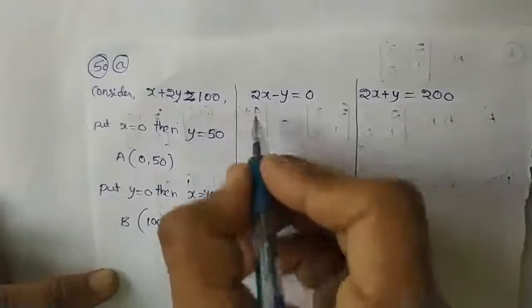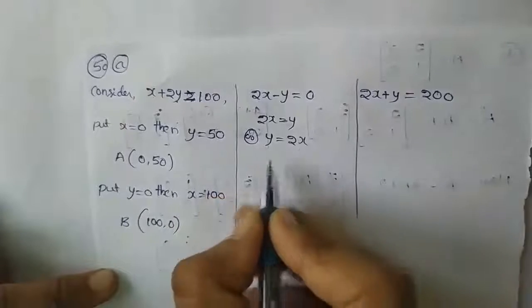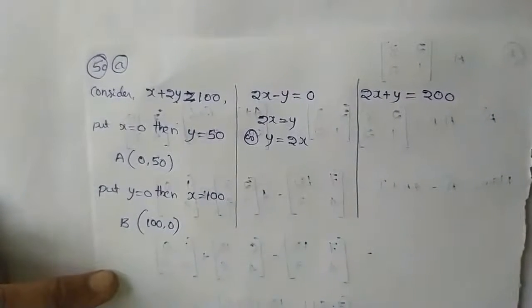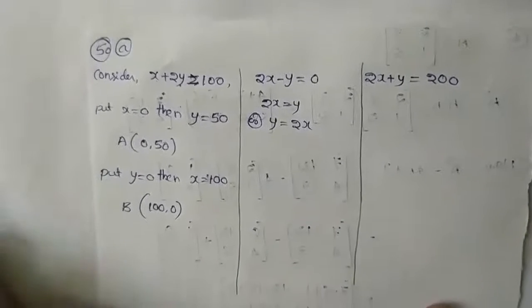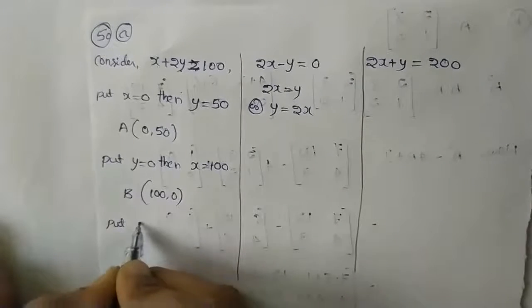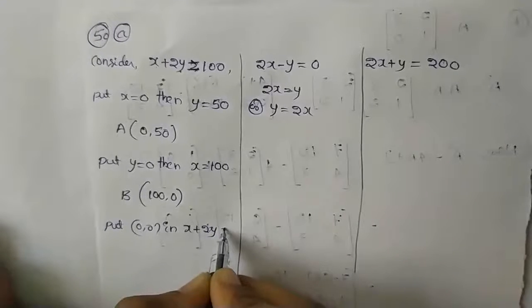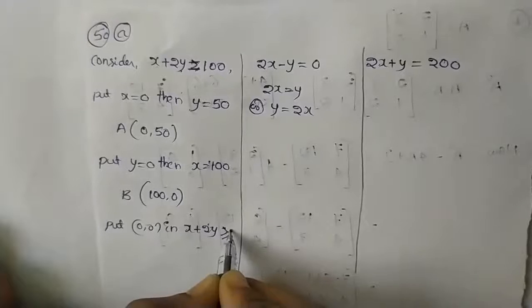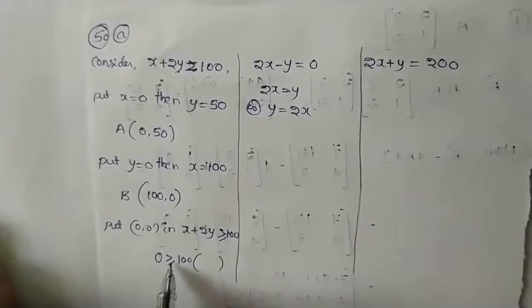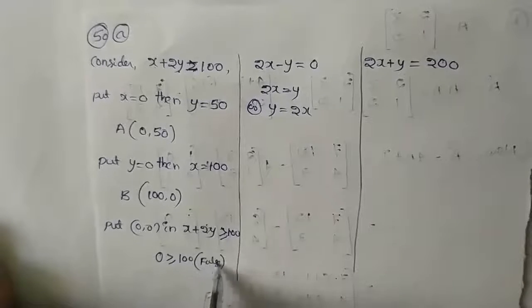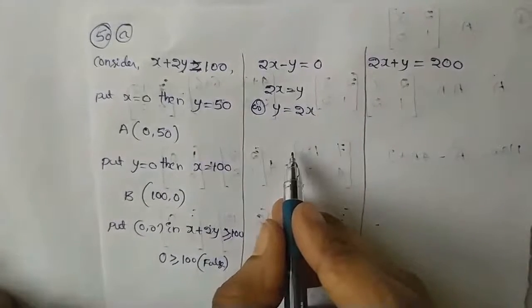Next, this thing 2x equals to y, or y equals to 2x. Suppose x is 0, y is also 0. Also we need to check whether it is true or false. To check, we need to put (0, 0) in the given inequality, x plus 2y greater than or equals to 100. So 0 greater than or equals to 100. Is it true or false? It is false. This I will tell you later.